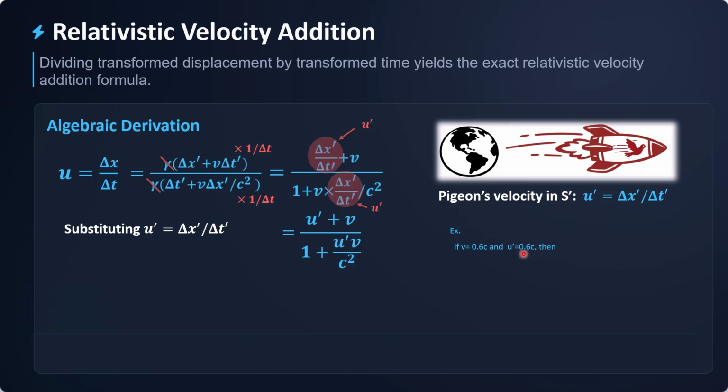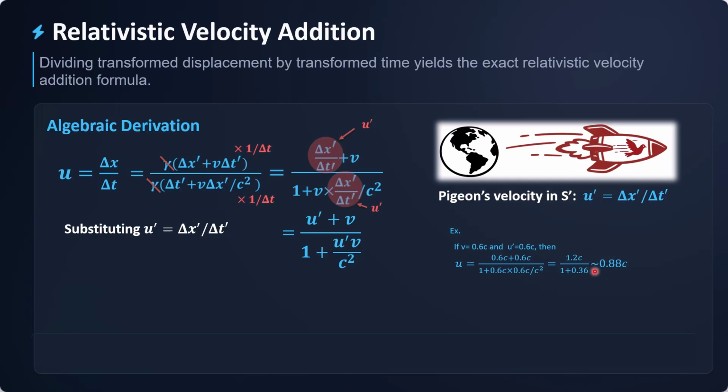In old classical physics, you would just add 0.6 c plus 0.6 c to get 1.2 c, breaking the speed of light, right? But look what happens in Einstein's universe. Our numerator is 0.6 c plus 0.6 c, which equals 1.2 c. Our denominator is 1 plus 0.6 c times 0.6 c over c squared, which is 1 plus 0.36, or 1.36. 1.2 c divided by 1.36 equals roughly 0.882 c.